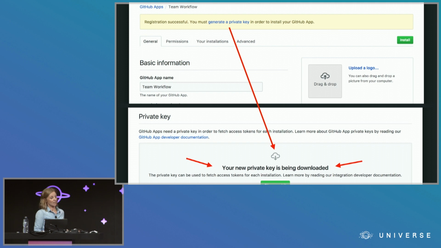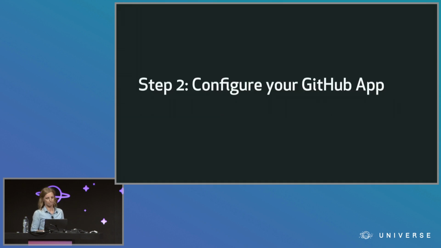You'd be prompted to generate a private key. You'd download that key file, and it gets used to verify API requests as the application. GitHub doesn't store that private key, by the way. So next, you would configure your app.